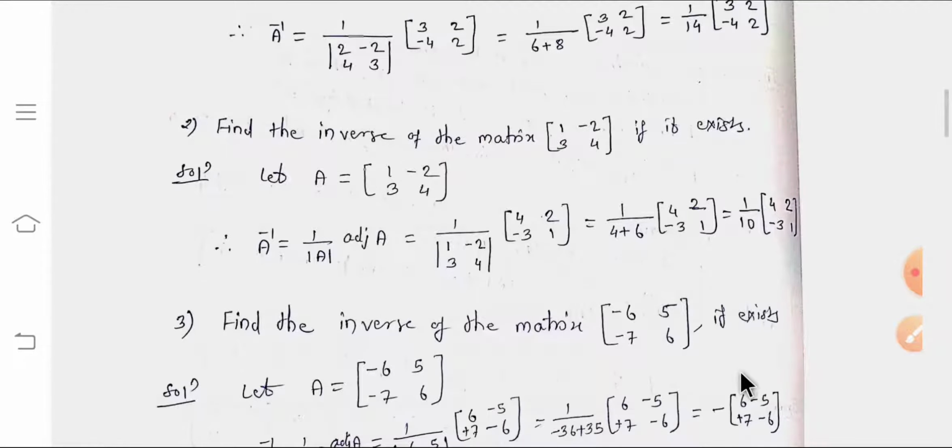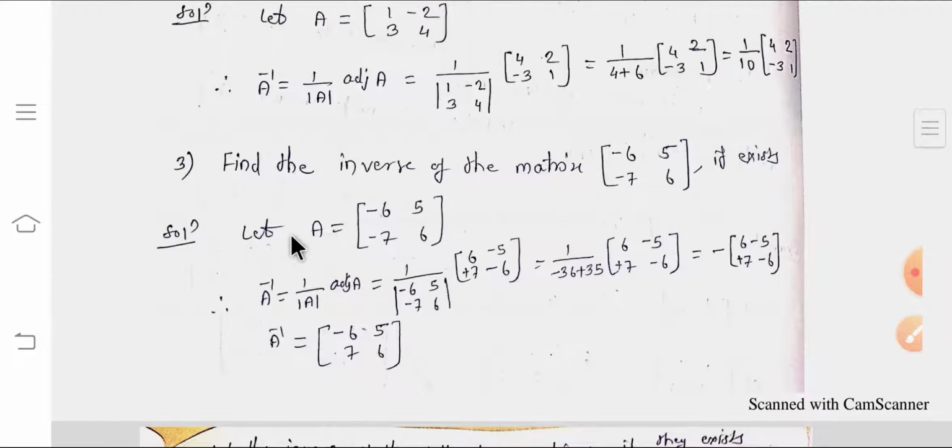Hence the solution. Similarly, one more example: find the inverse of the matrix [-6 5; -7 6], if it exists. Here, given A = [-6 5; -7 6]. Therefore A inverse, the formula is 1 by determinant of A into adjoint of A, that equals 1 by determinant of A, where the given matrix elements are -6, 5, -7, 6, and adjoint of A is obtained by interchanging the principal diagonal elements, that is 6 and -6 are interchanged, and this is -5 and this is plus 7.